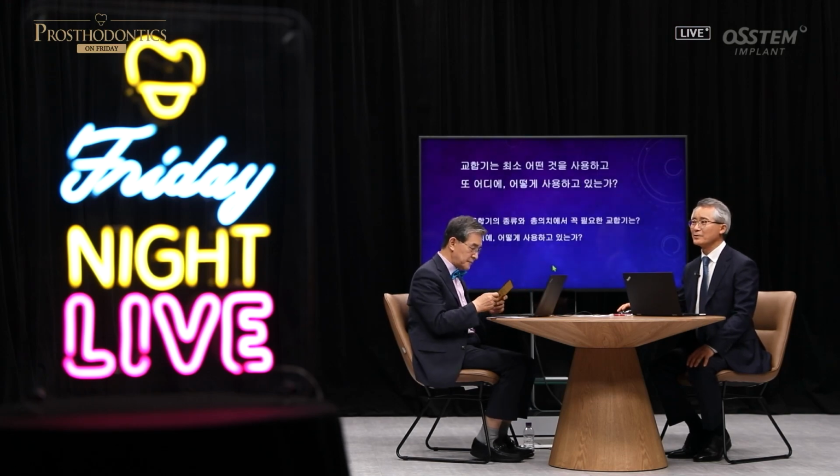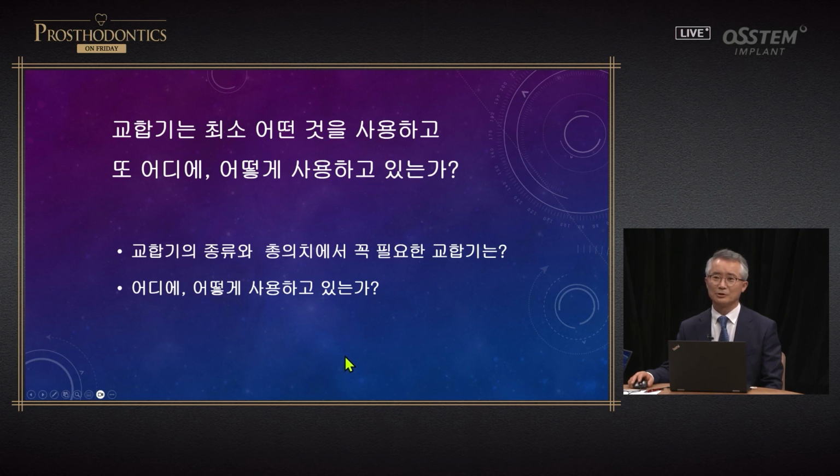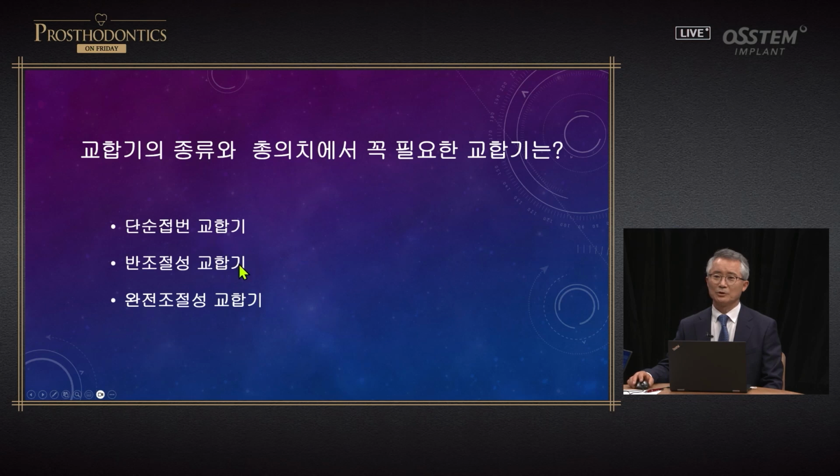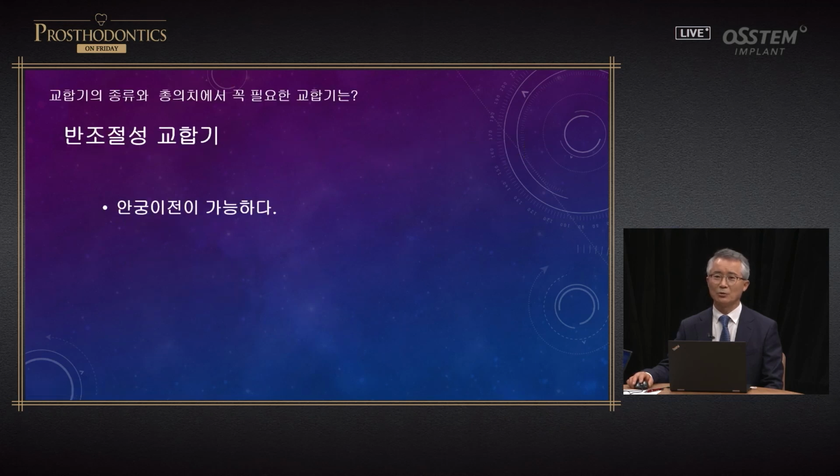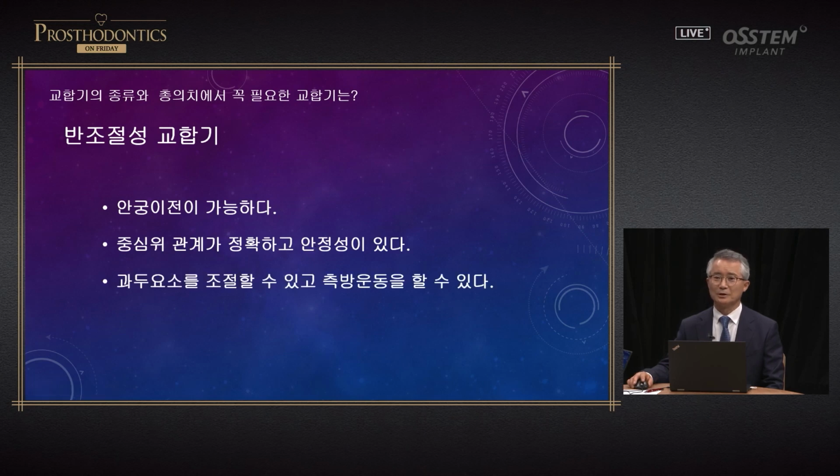Moving on from the face bow, let's talk about articulators. What kind of articulators should we use, and when and where should we use them? A review will be done on different types of articulators and the articulator that is necessary for full denture treatment. We all know the different types of articulators: simple hinge, semi-adjustable, and fully adjustable articulators. The necessity of semi-adjustable articulators in full denture treatment is a well-known fact. Face bow transfer is possible. Centric relation needs to be accurate and stable. We need to get these data. It needs to be easy to adjust. We need to adjust the condylar factors and lateral movement. This should be possible. This is something that we all know.